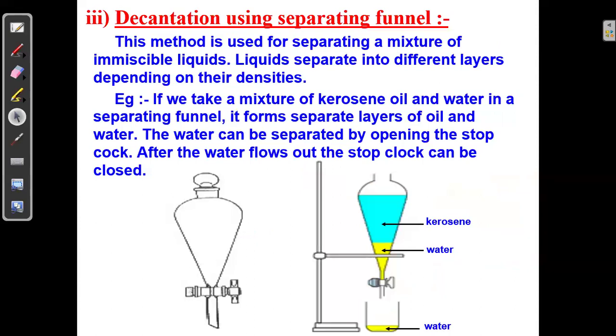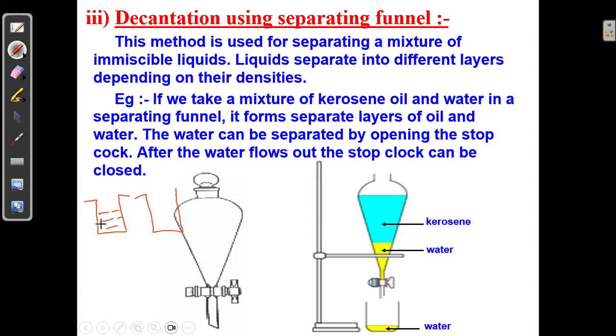The decantation process. Decantation can be done in various methods. Either you can use decantation just by keeping one container and pouring the contents into some other container by using simple methods. So in simple methods, you are just taking a container. Take a container over here, whatever mixture you put in it. Now take another container.